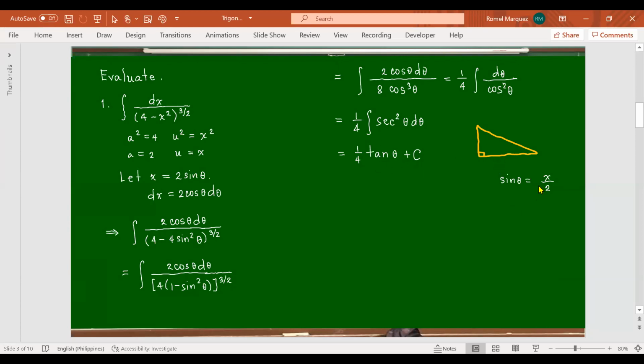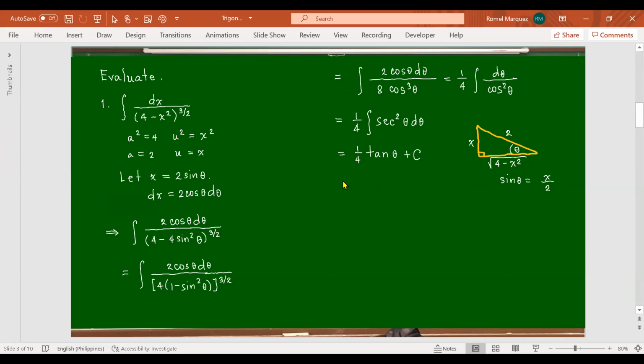So sine theta is opposite over hypotenuse. If this is our theta, this is the opposite, and this is the hypotenuse. So we can find the remaining side, that is, the square root of the square of the hypotenuse minus the square of this leg. So we now have this adjacent side, the square root of 4 minus x squared. Notice that this 4 minus x squared is the one involved in the given integral.